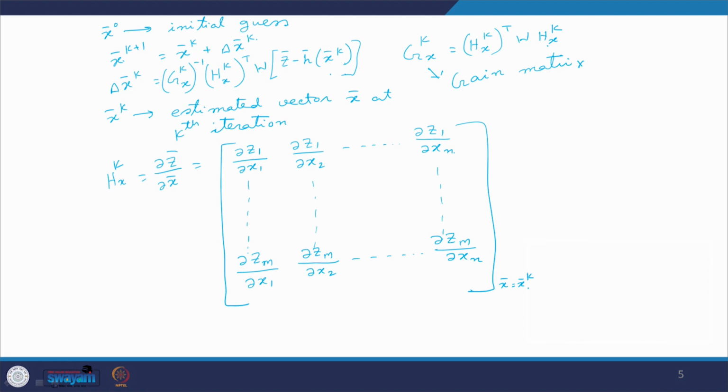So, we do some optimization. Why is it called weighted least square? Because we are using a weight matrix W. This is the basic method of the weighted least square technique. Now, we will see from the next lecture onwards how to apply this method for the case of static state estimation of a 3-phase unbalanced network.